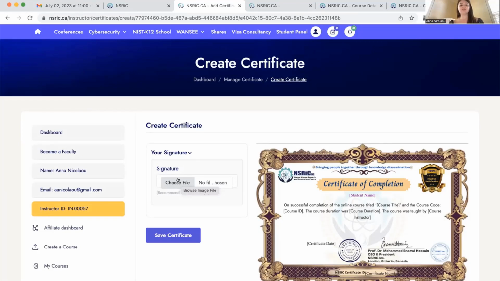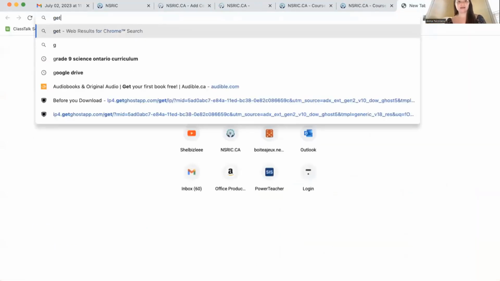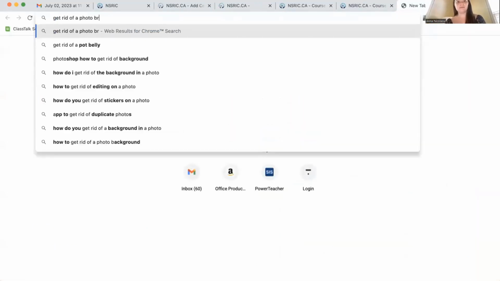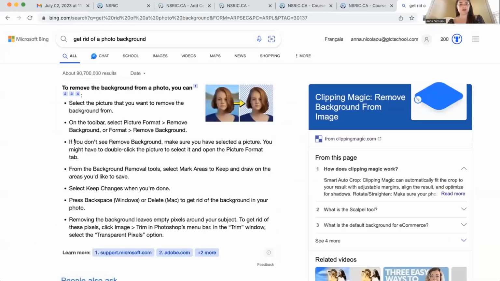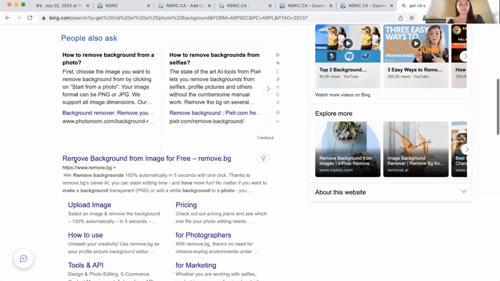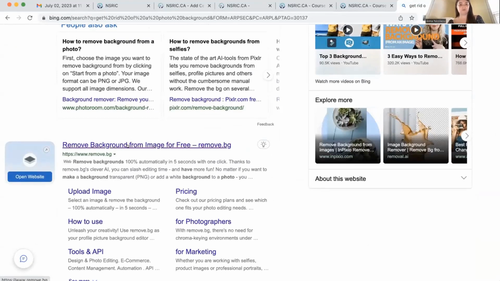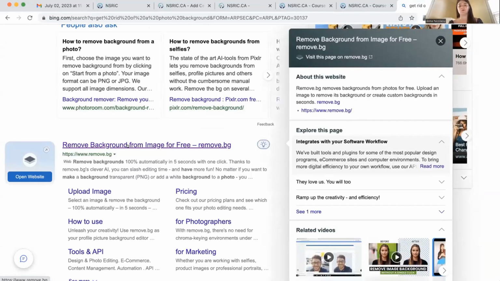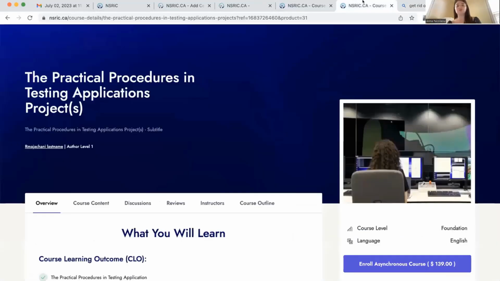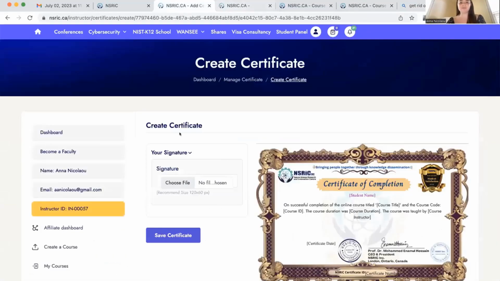So there are actually free websites out there that you can use to get rid of the background. So search "get rid of a photo background," just type that in, and there's plenty of stuff that will come up that will allow you to do that. You can just click on one of them, like this one, remove background image for free. And it looks like usually for these websites there's some pricing if you do it a whole bunch of times, but a lot of websites will just let you do it for free if you're just doing it once. So you can do that to get rid of your background.